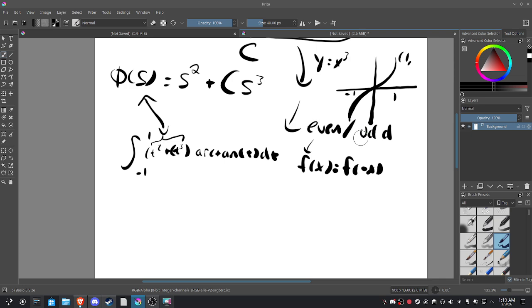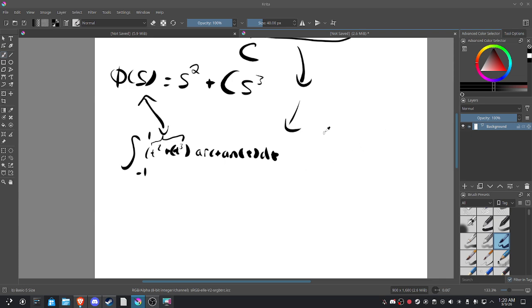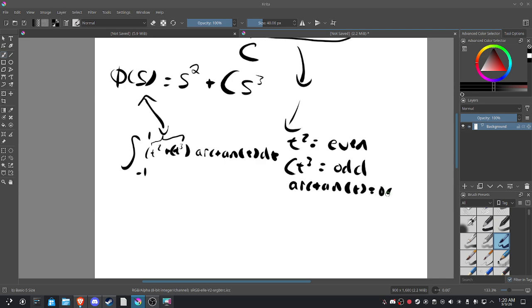So, given these examples, we know that t^2 is an even function, as I just described, except it was x instead of t. And t^3, or even ct^3, the constant doesn't affect it, is an odd function. So, what about arctangent? Does it happen to be an even or odd function? Well, ChatGPT told me it is: arctangent t is also odd.